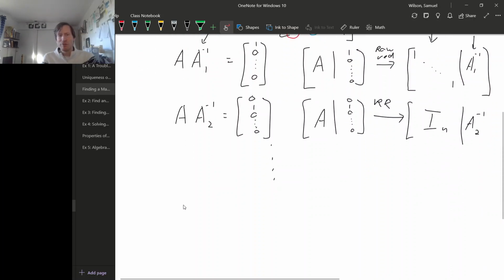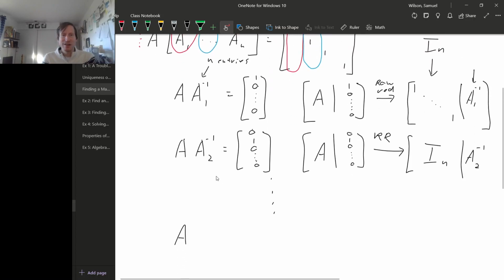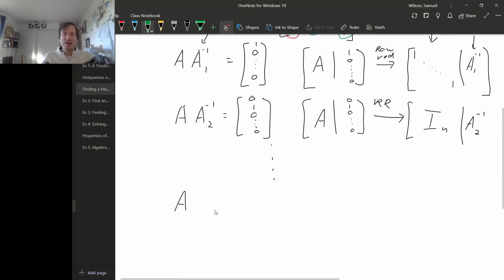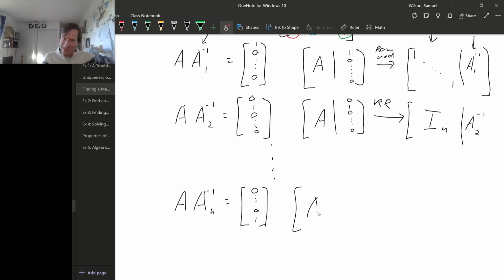Well, we can do this for every column. The last column in the product comes from the last column of the inverse matrix. So our last one here is A times the nth column of the inverse matrix equals the last column of the identity matrix, which is all zeros except a 1 at the end. So then the augmented matrix is going to be A augmented with zeros and then a 1. And then we do row reduction.